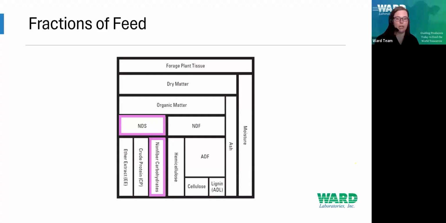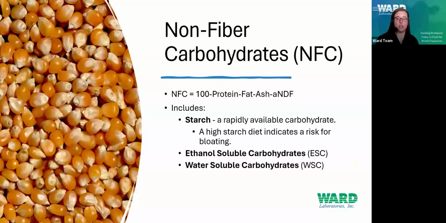So moving on, now we're going to talk about our soluble carbohydrates. Our non-fiber carbohydrates is another parameter you'll see on the report. This is a calculated parameter, but it does include the starch, the ethanol-soluble carbs, and the water-soluble carbs. We aren't too concerned. We just know that these are soluble carbohydrates, and this is what gives that forage the energy to the animal, right, is having those carbohydrates.